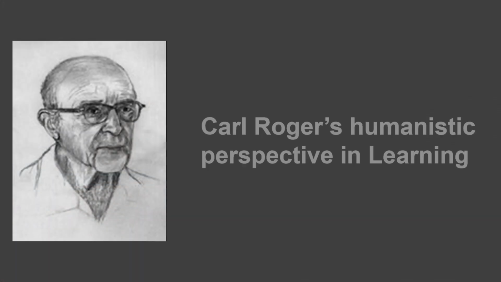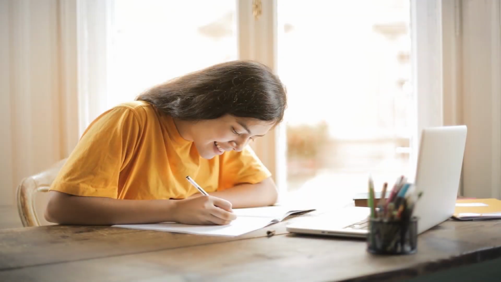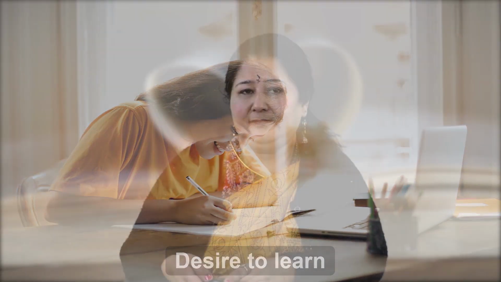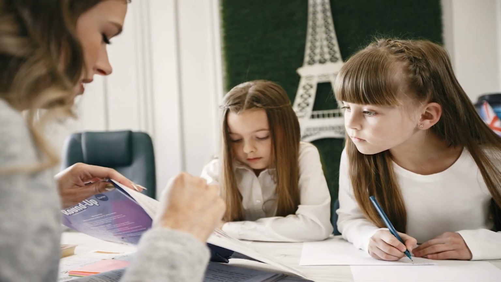So after discussing Maslow's theory as well as its instructional implications, let us move to the Carl Rogers humanistic perspective in learning. Now, according to Carl Rogers, all students have a desire to learn. You must have seen children asking so many questions. Why is it so? How does this happen? Why is it green in color? How do the clothes dry up? So there are so many questions because they have a desire to learn.